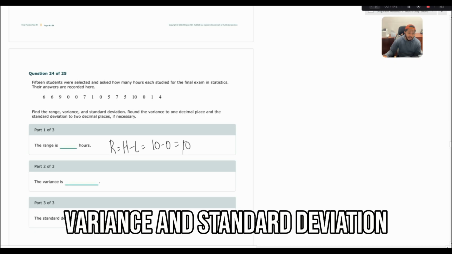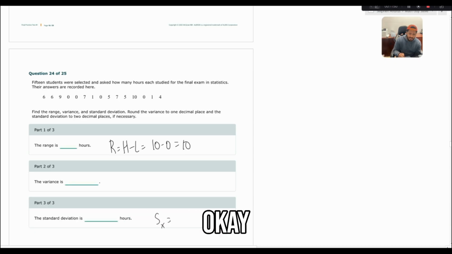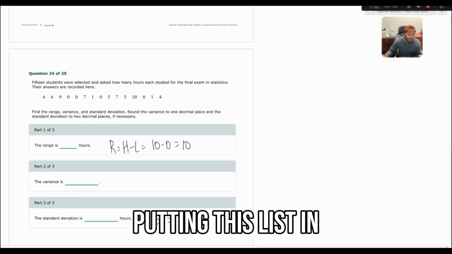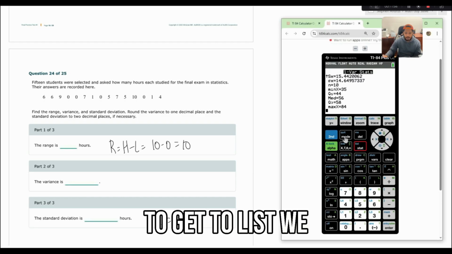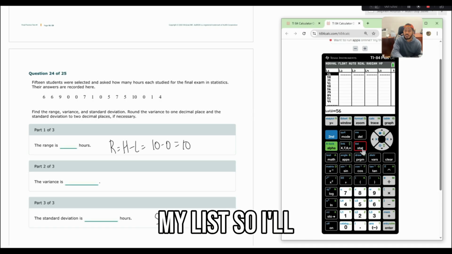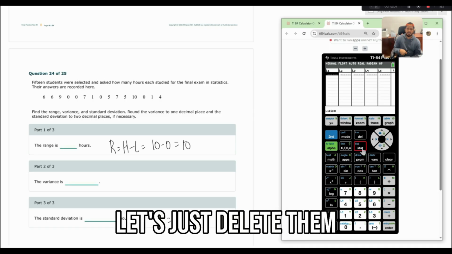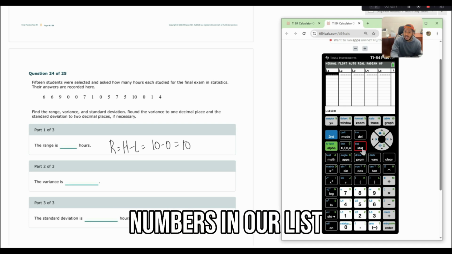But to find the variance and standard deviation, well, first we'll go to standard deviation. So we're looking for S sub x in our calculator, okay? How we get there is first by putting this list in our calculator. Again, to get to the list, we press stats and then go to edit. I have numbers in my list, so I'll just delete them one by one, okay? There is a clear list option, but this is pretty easy. Let's just delete them one by one. Then let's type these numbers in our list.